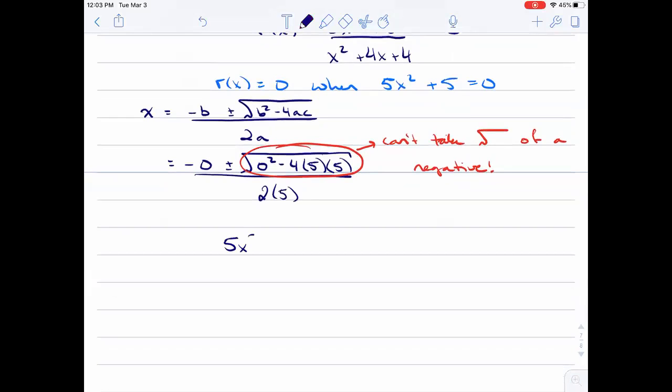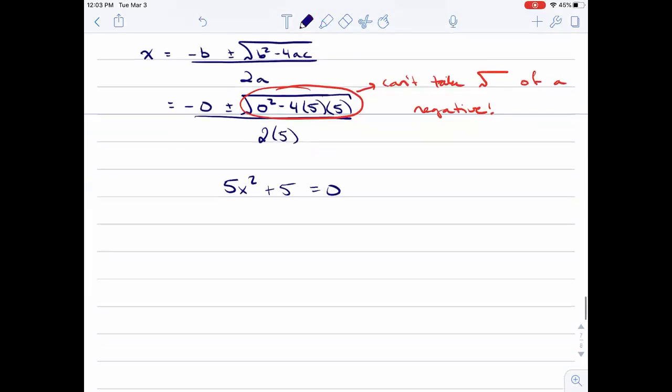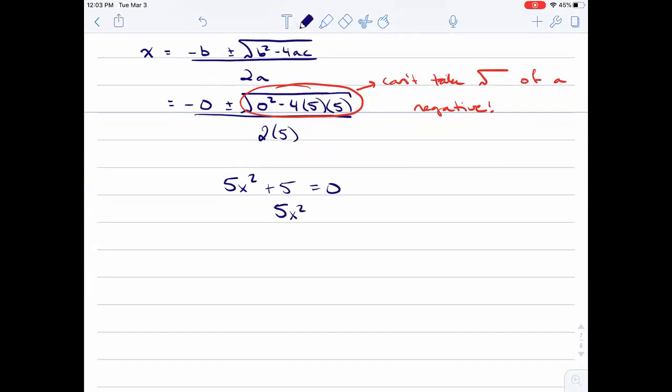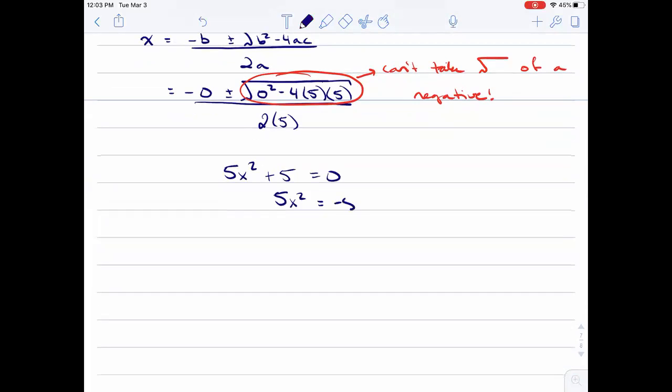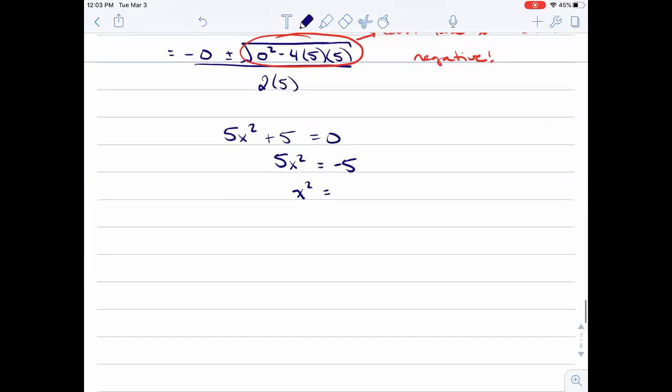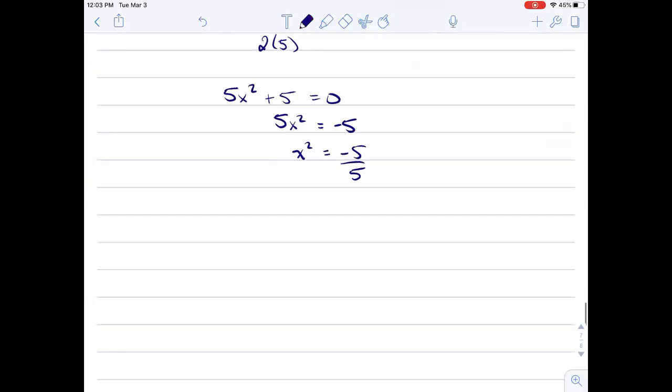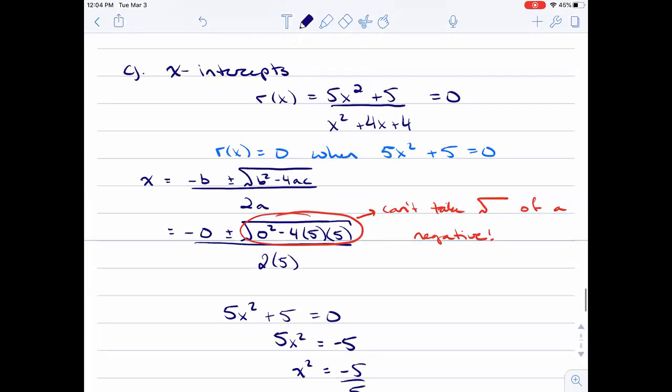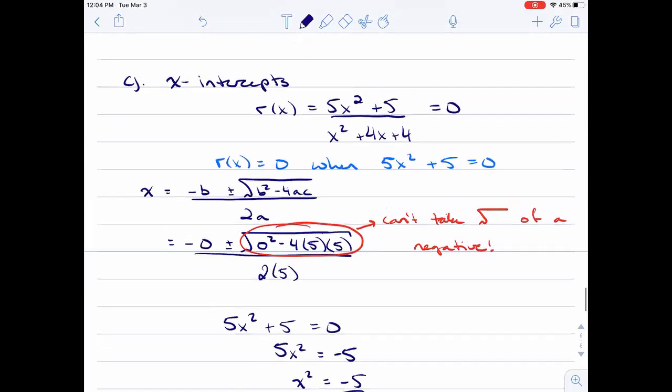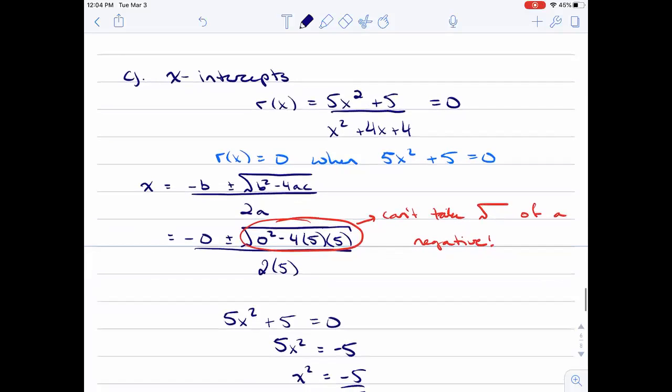So we do 5x squared plus 5 equals 0. 5x squared, why didn't it work? I will have to figure that out. Subtract 5, we've got x squared is -5 over 5. So then x squared is -1. But I can tell by looking at this thing, does this mean there are no x-intercepts?